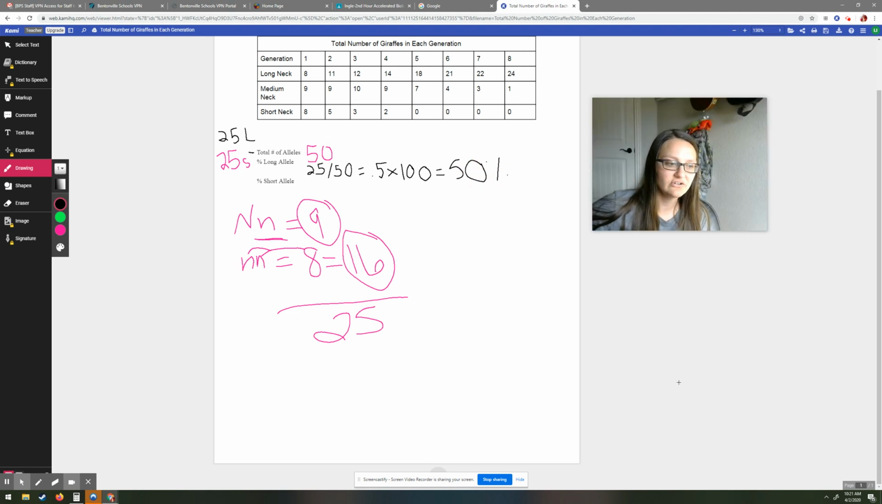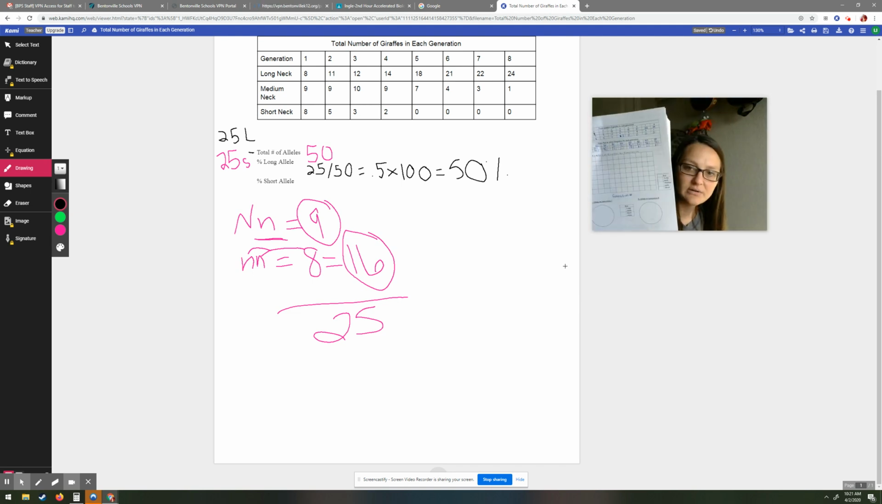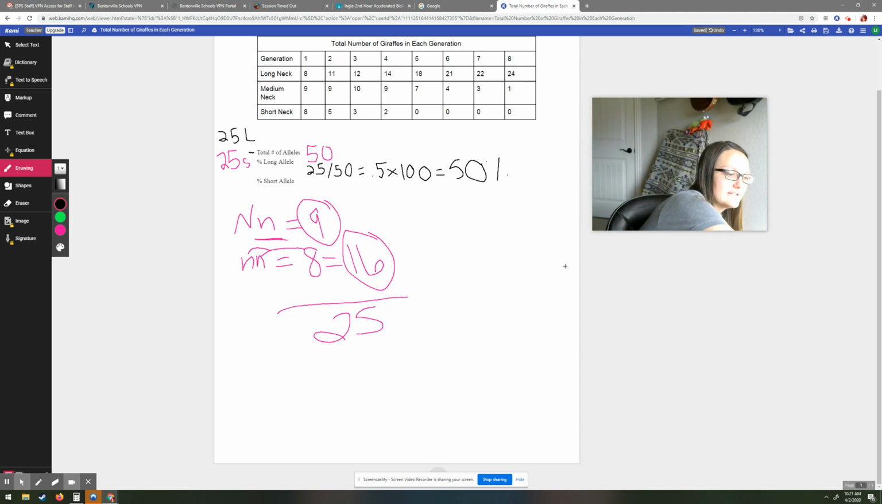So in generation 1, in your box where it says total number of alleles, and it lines up with generation 1, you're going to say total number of alleles is 50. And then for percentage of long alleles, you're going to say it's also 50%. It's important to put that percentage there. You need to put your units, so you would put 50%.